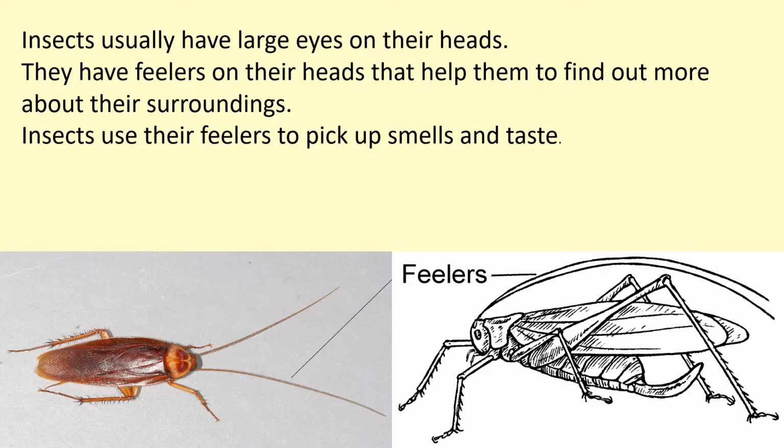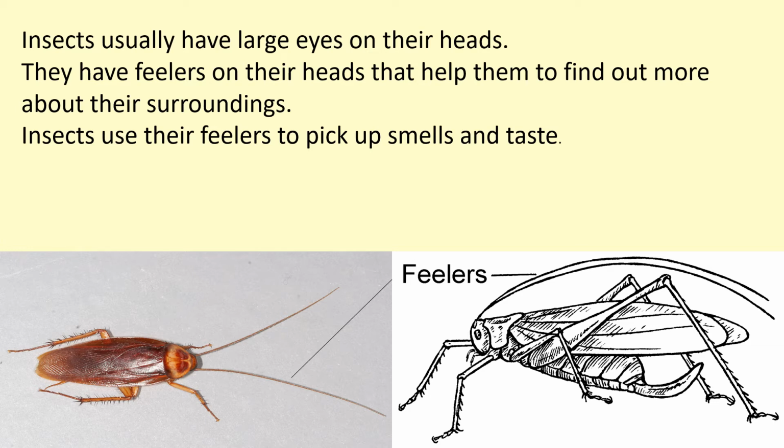Insects usually have large eyes on their heads. They have feelers on their heads that help them to find out more about their surroundings. Insects use their feelers to pick up touch, smell, and taste.